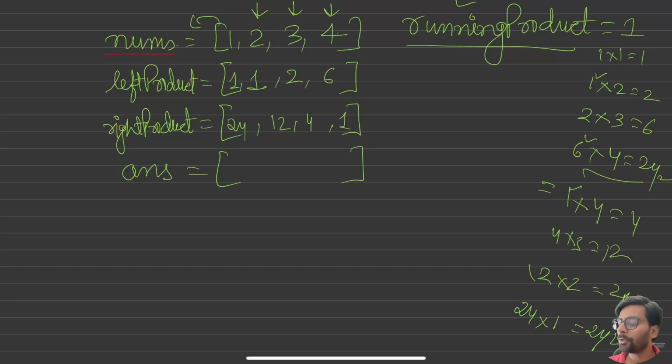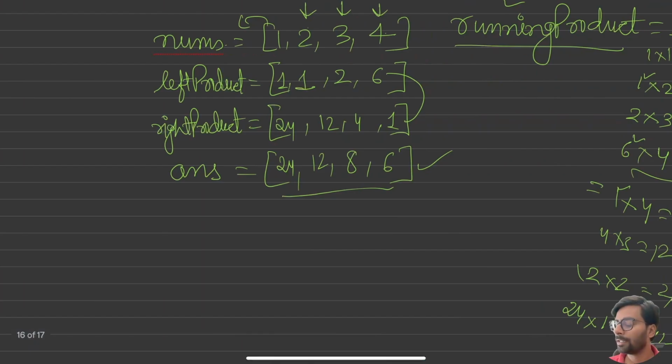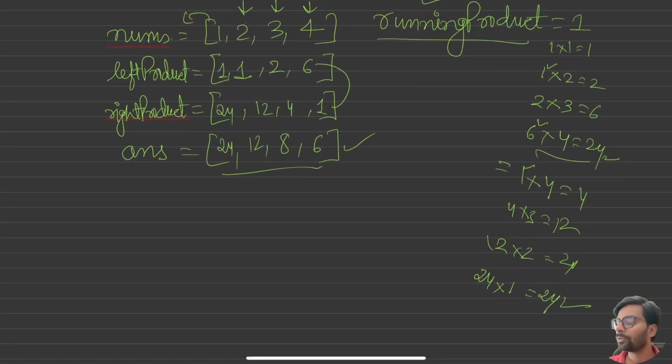Now what we have to do, we have to individually multiply them to get the answer. So this will get multiplied to become 6, this will become 8, this will become 12, and this will become 24. So this is our answer. As you can see, this is what we got as the answer, right? So this is how we are going to solve it. So this was the algorithm we are going to follow.